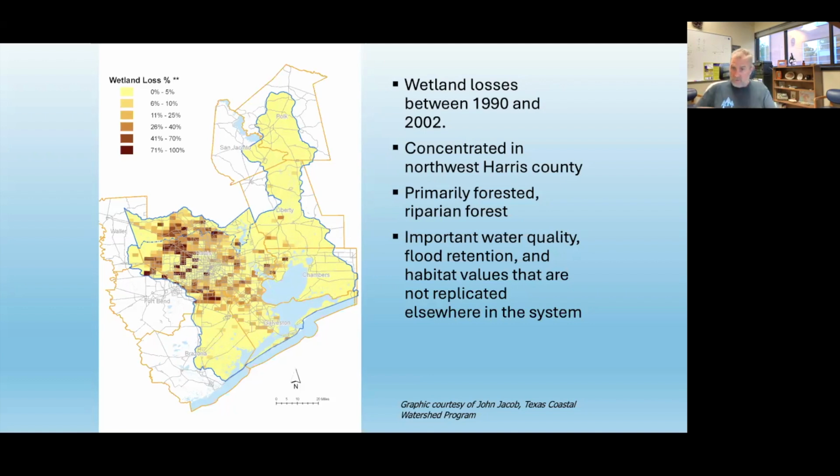We looked a little bit at those a little earlier in the semester, and these wetlands are particularly important, and the species that are in them are particularly important because they impact water quality and flood retention. They have habitat values that are not replicated anywhere else in the system. And so when I talked about minimum thresholds, I want you to see what that looks like in our particular area.